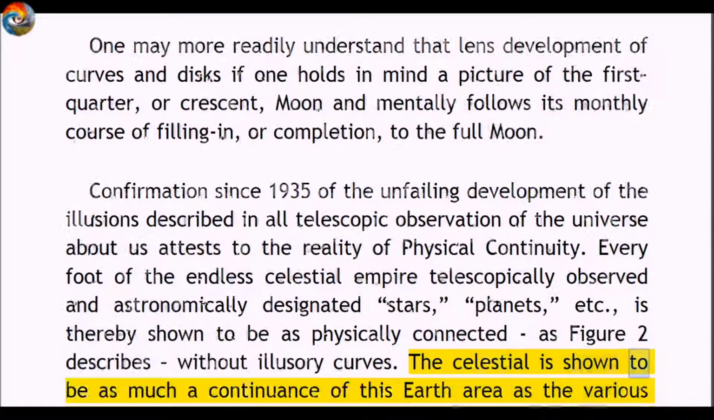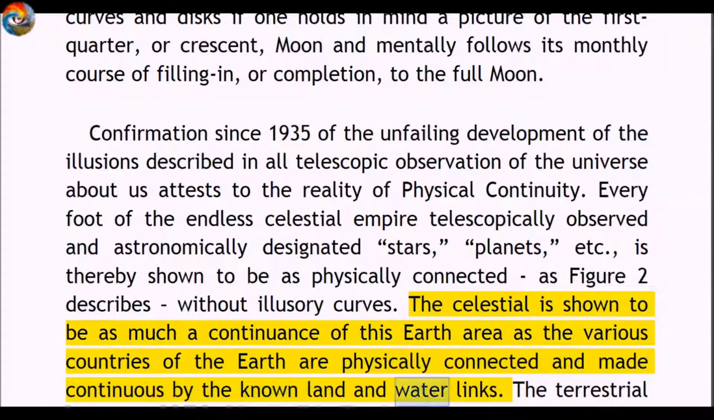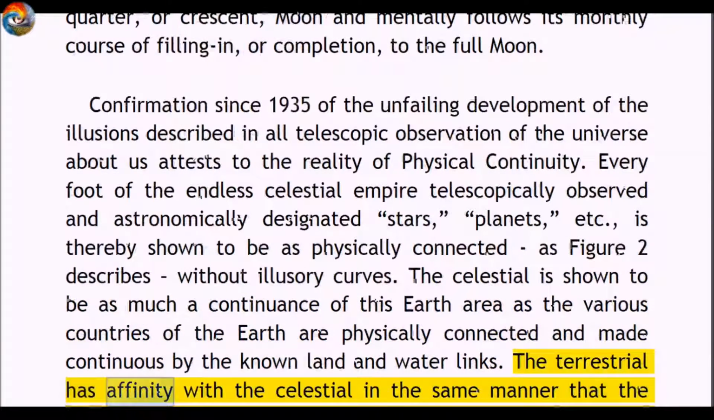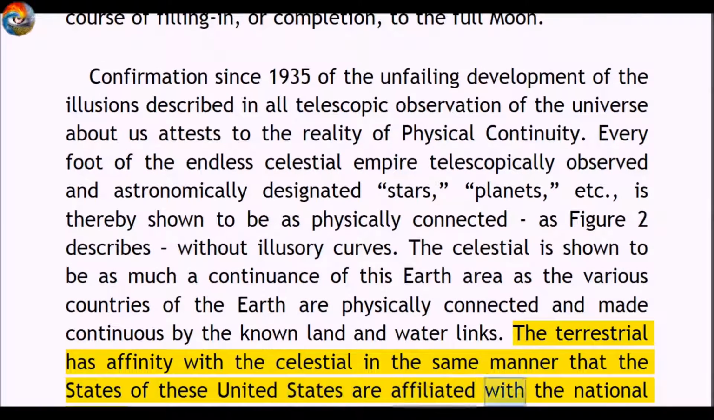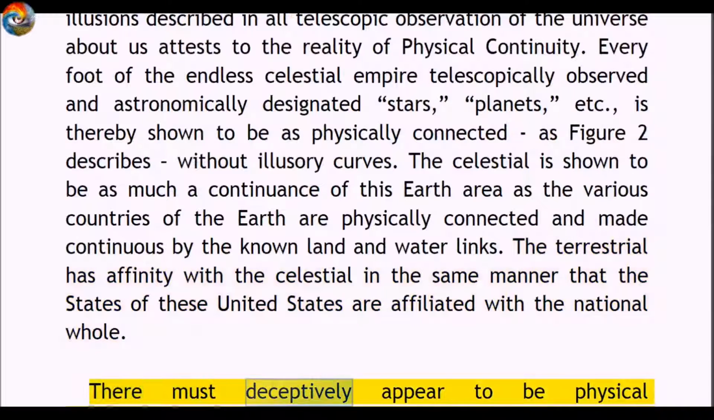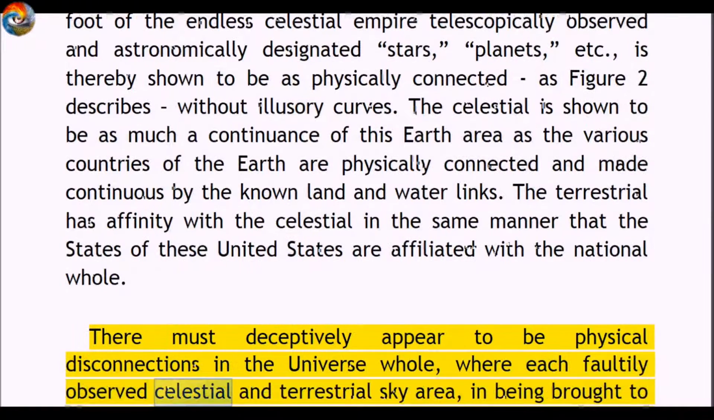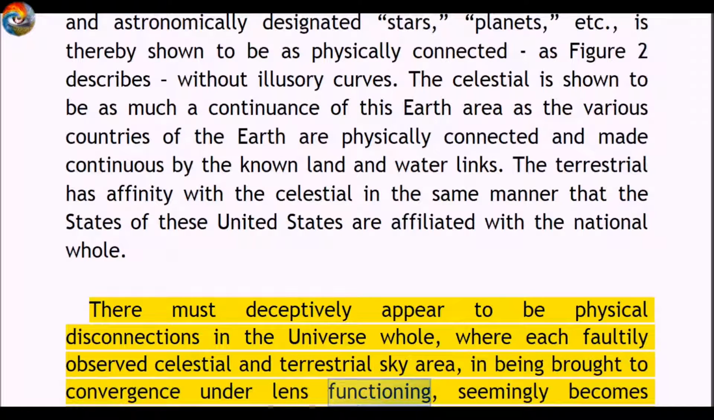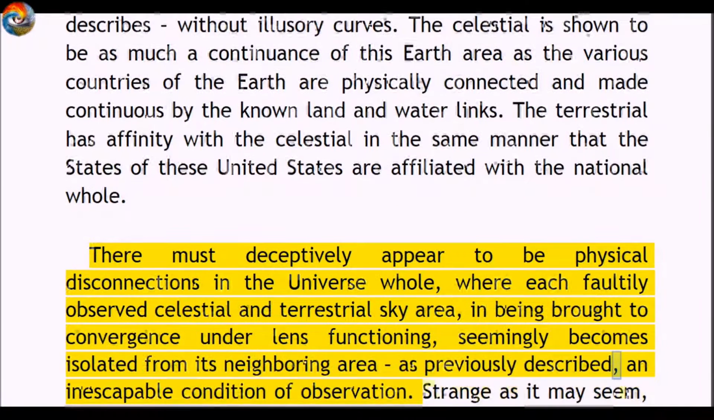The celestial is shown to be as much a continuance of this Earth area as the various countries of the Earth are physically connected and made continuous by the known land and water links. The terrestrial has affinity with the celestial in the same manner that the states of these United States are affiliated with the national whole. There must deceptively appear to be physical disconnections in the universe whole, where each fondly observed celestial and terrestrial sky area, being brought to convergence under lens functioning, seemingly becomes isolated from its neighboring area, as previously described, an inescapable condition of observation.